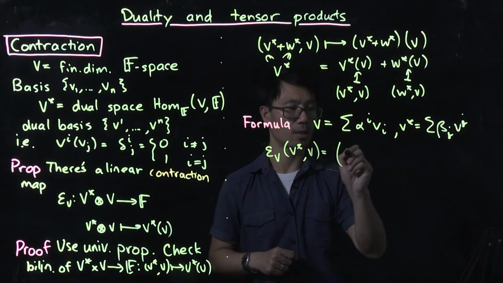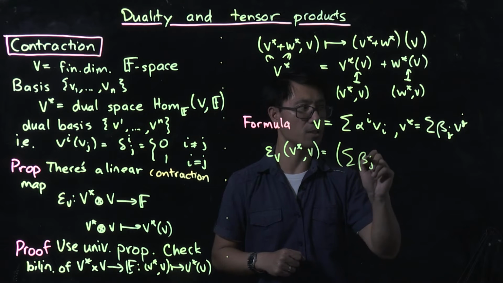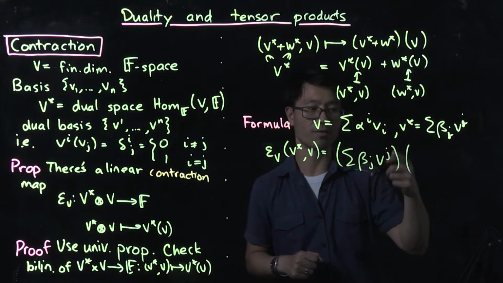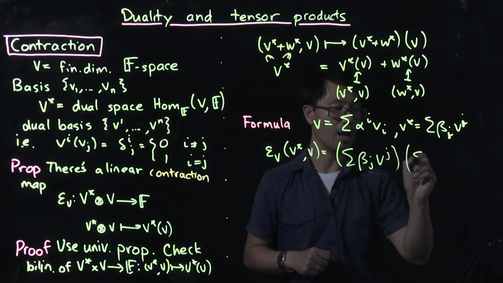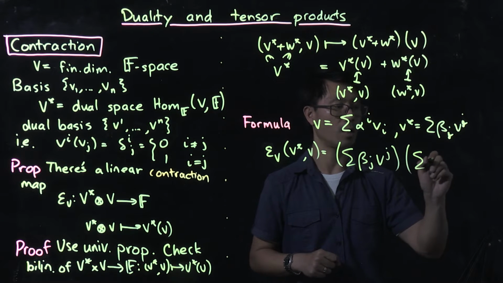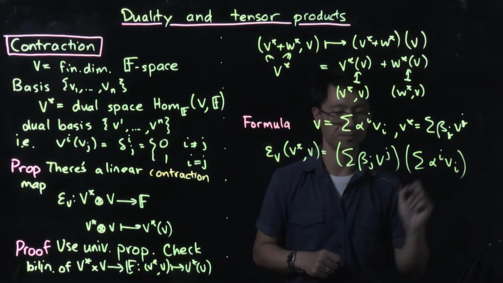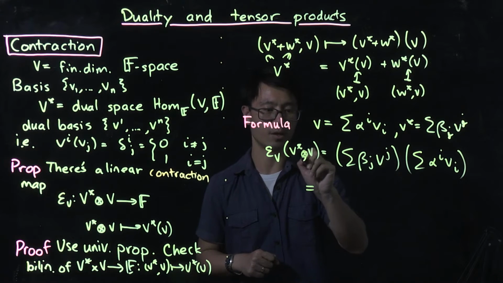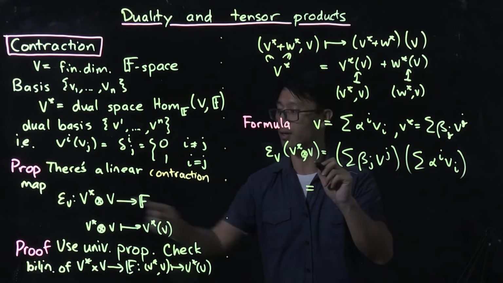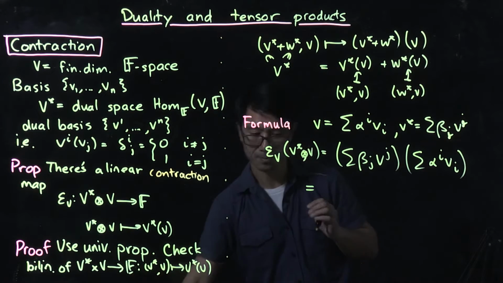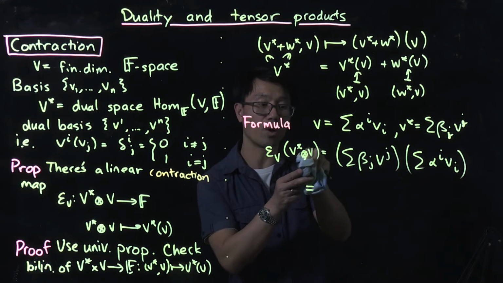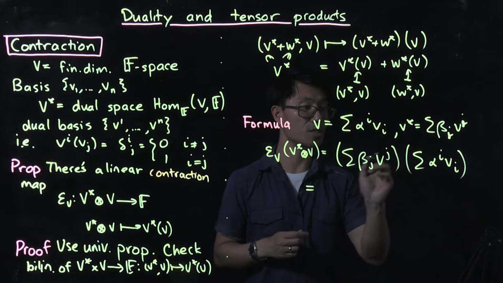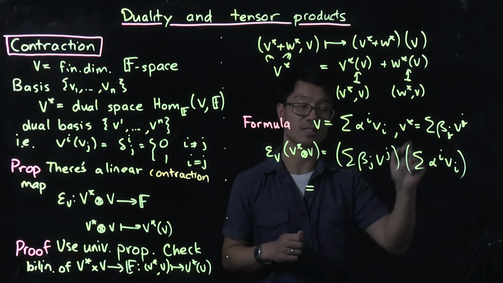So we're going to look at the sum of beta j v upper j. Here's a linear functional, a linear combination of these linear functionals, at this vector here, sum of alpha I v I. Okay, so this should be a tensor rather, sorry. So epsilon of v star tensor v, that elementary tensor. Okay, so let's see how this works. What do we need to do? We just need to evaluate this linear functional at this vector here.